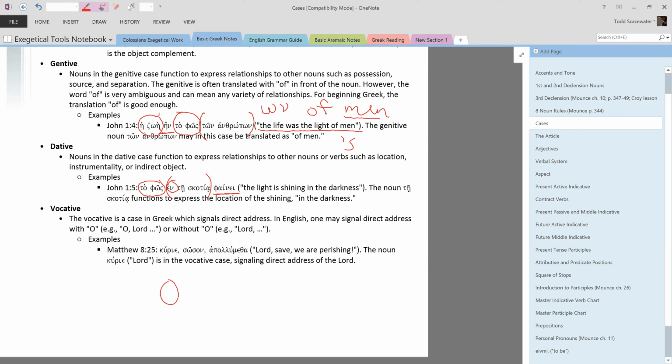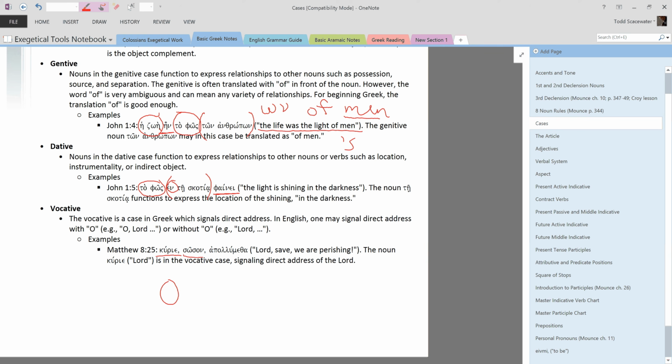Some examples. One example here would be Matthew 8:25, and you can see here, Kyrie, which means Lord: "Lord, save, we are perishing." The noun Kyrie here is in the vocative case, signaling the direct address of the Lord.